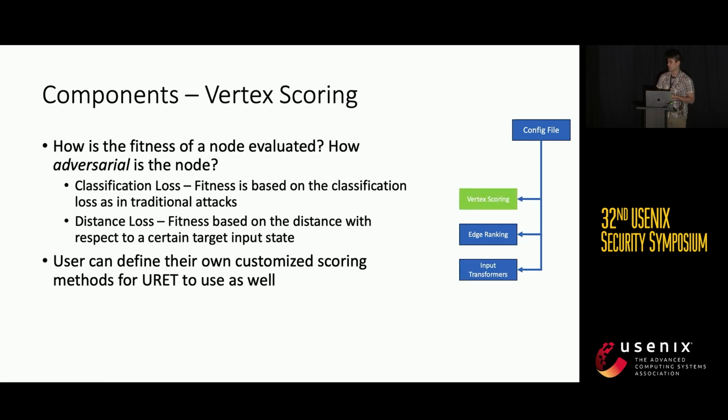We then have vertex scoring. So this is your typical loss function that you're optimizing to create your adversarial example. We have classification loss, which is the traditional one, but we also have a distance-based loss, where maybe you say, you know what, I really want to use PGD and attack the feature space. And so we say, OK, well, you have some adversarial target. We can do a distance-based loss, and you can try to optimize towards that to reverse engineer a valid input with respect to those features.